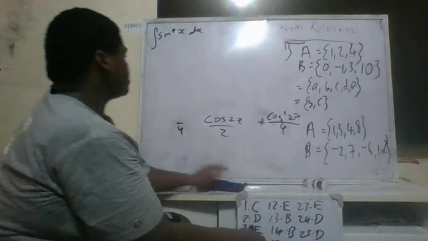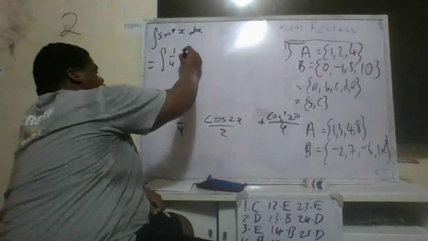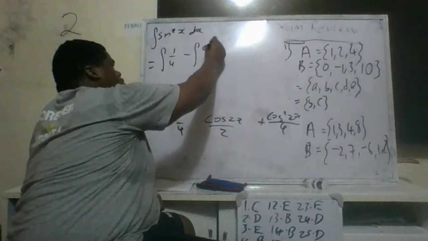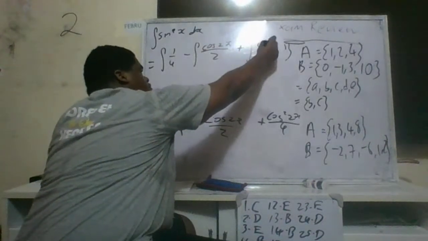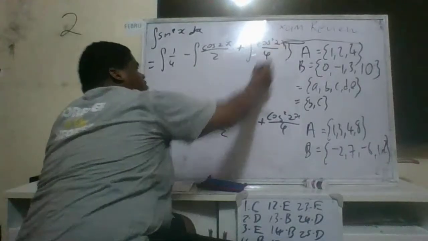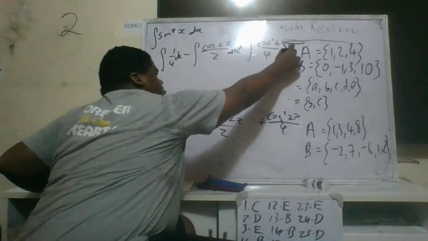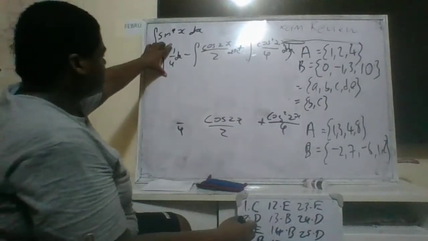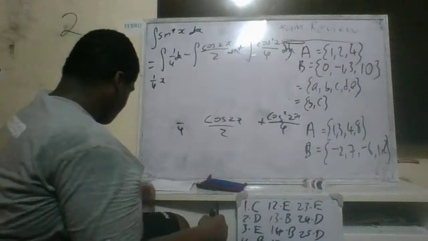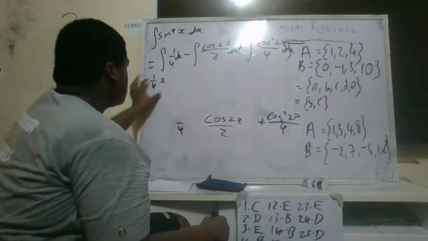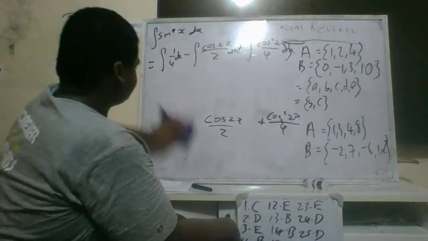So the integral of sin to the power of 4 x dx is equal to the integral of 1 over 4 minus the integral of cos 2x over 2 plus the integral of cos square 2x over 4, with respect to x. If you find this integral, you are going to have 1 over 4 x. But this is not the final answer, because remember, you did not simplify this one.